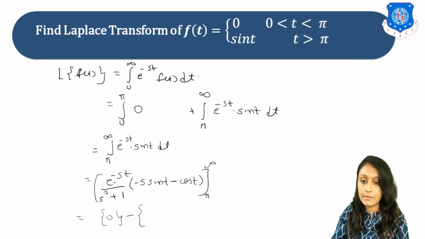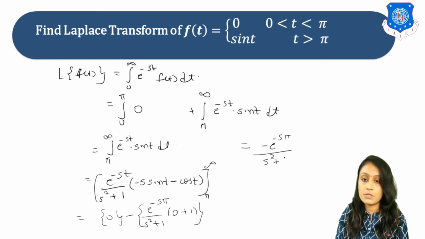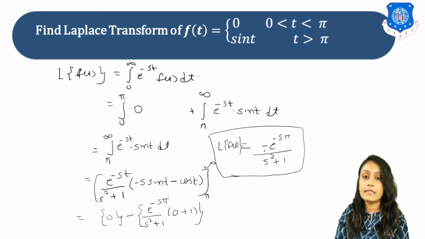now substitute the lower limit. So here we'll get e raised to minus s pi, in place of t just substitute pi, okay, upon s square plus 1. Now we know sin pi is 0, so this term is gone, this is 0. Cos pi is minus 1, so minus minus it will become plus, so here we have plus 1, right? Now just simplify this, so what we will get? Minus e raised to minus s pi upon s square plus 1. So this is the Laplace transform of f(t), that is the given question, right? So in this way we can find the Laplace transform.